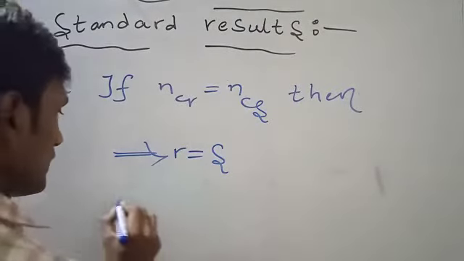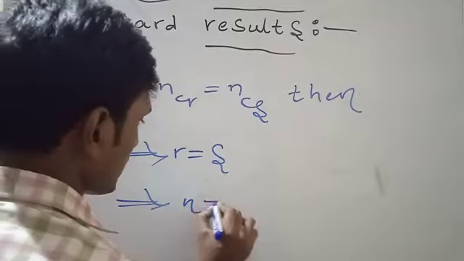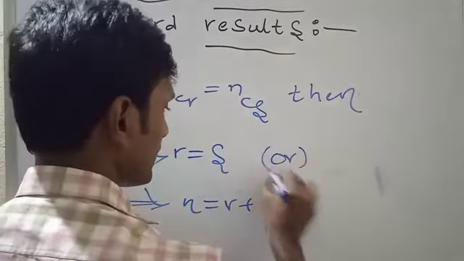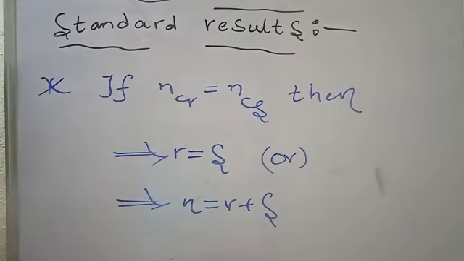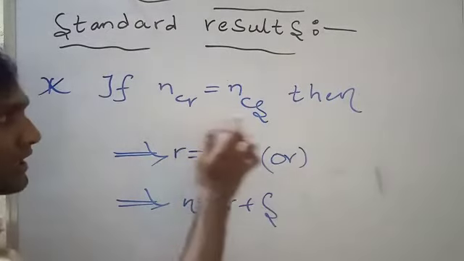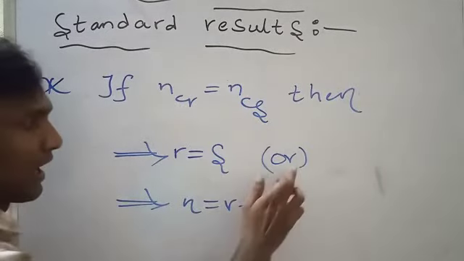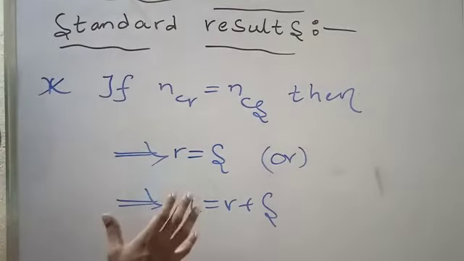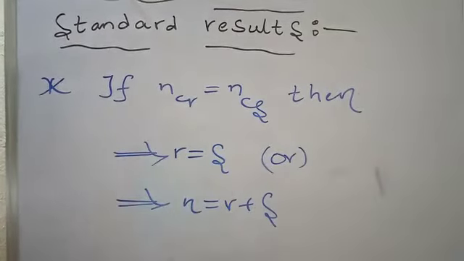This is the first one. Next, the second one: N equals R plus S. Wherever the problem is in the form of nCr equals nCs, the first condition is R equals S, or the second condition is that the value of N equals R plus S. So this is the fifth standard result.